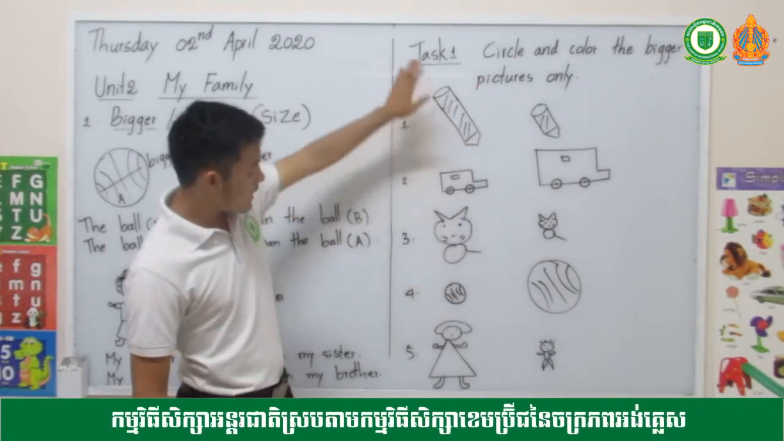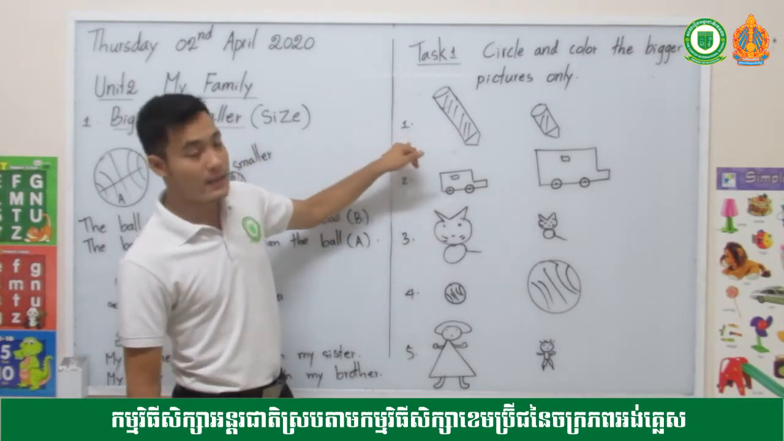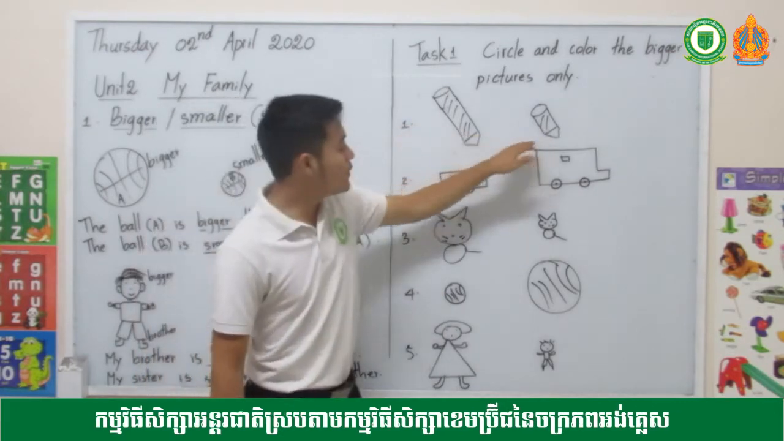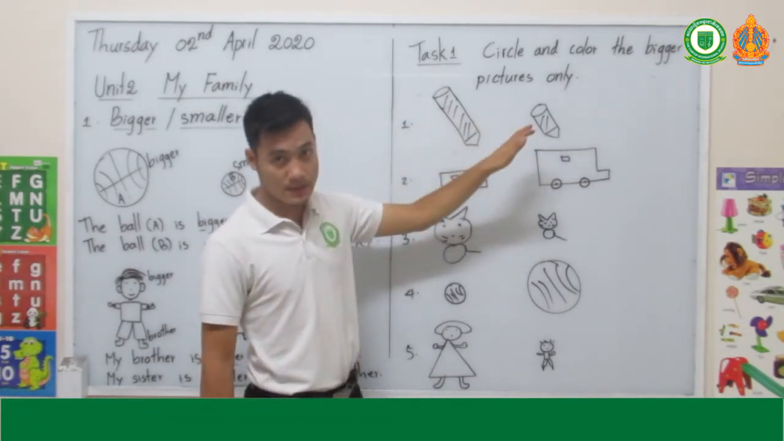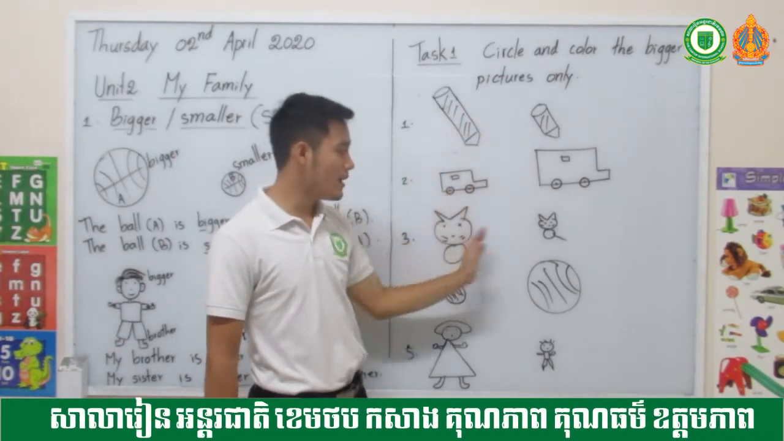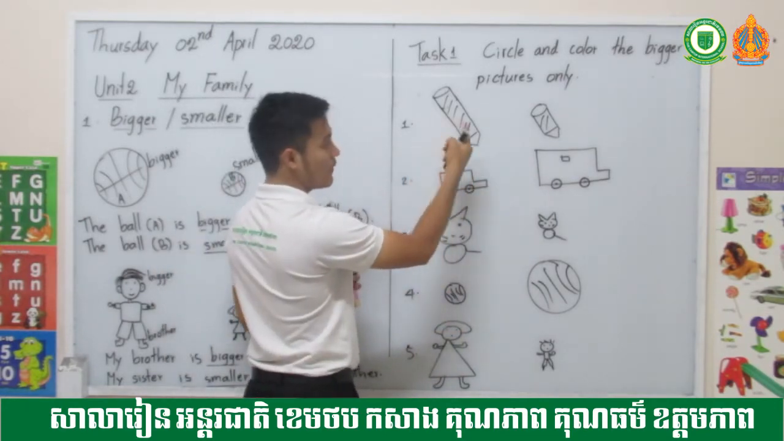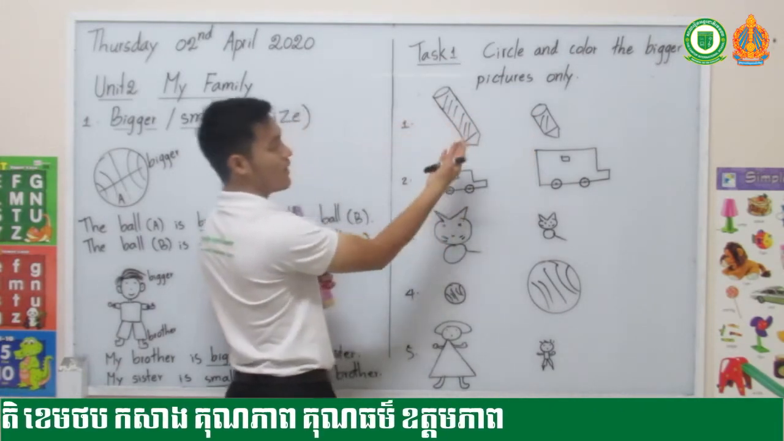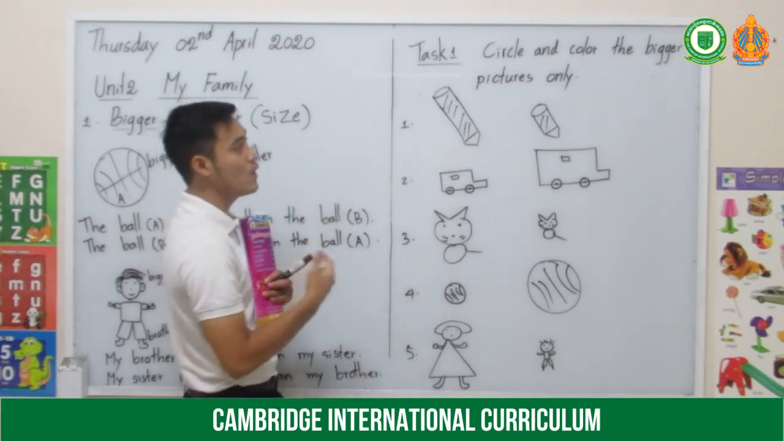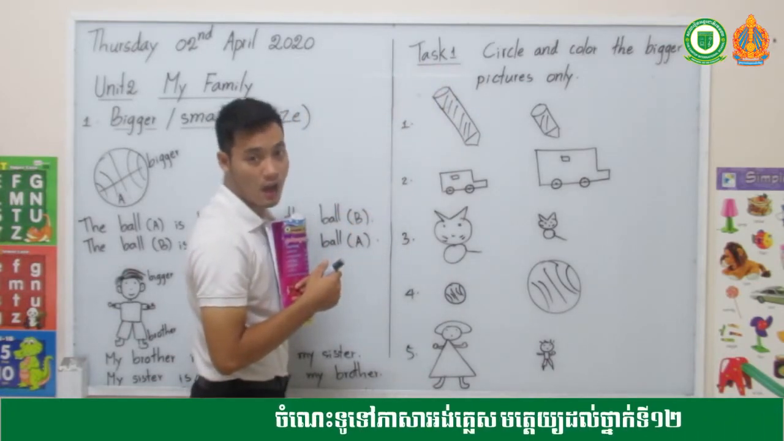So over here there are 5, 1, 2, 3, 4, 5, and in each, like number 1 and number 2 or number 3, have 2 things or 2 pictures that I want you to compare between these two things or 2 pictures, and then you decide clearly which one is smaller and which one is bigger. And then your exercise or your tag requires you to color and circle the bigger pictures only.